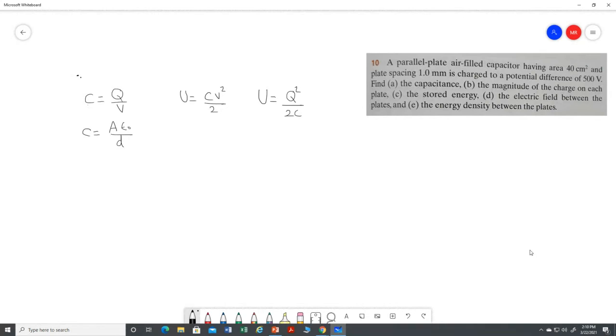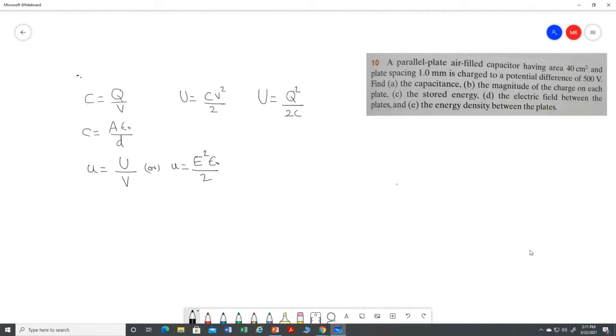And then we studied the formula for energy density. So for energy density, you have two formulas. What are they? Energy per unit volume, or your energy density, is equal to electric field square multiplied by epsilon naught divided by 2. So this is the rule for energy density.